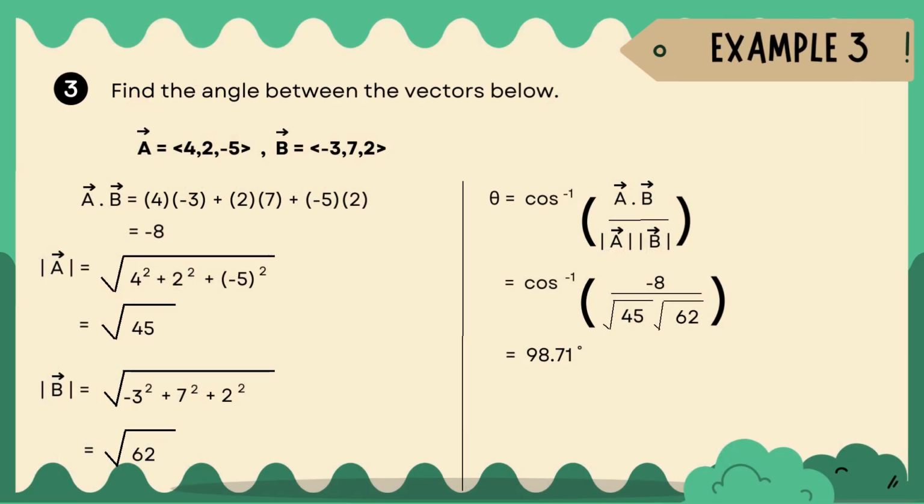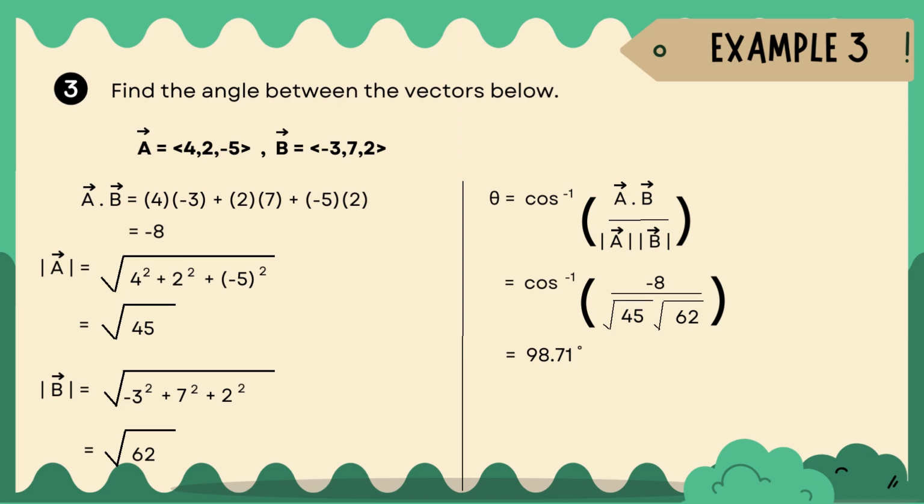Example 3. Find the angle between the vectors below. Vector A equal to 4, 2, negative 5. Vector B equal to negative 3, 7, 2. Vector A multiply vector B equal to 4 multiply negative 3 plus 2 multiply 7 plus negative 5 multiply 2 equal to negative 8.